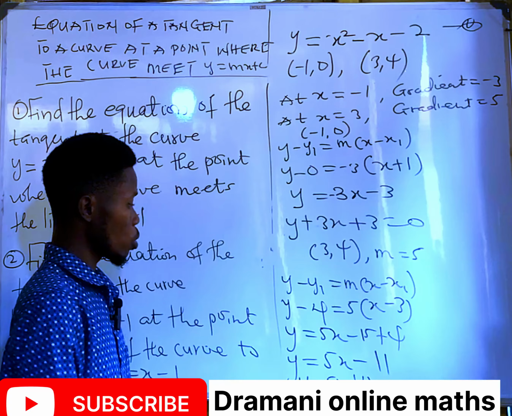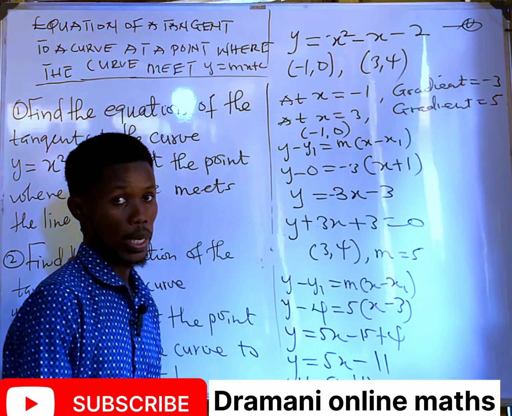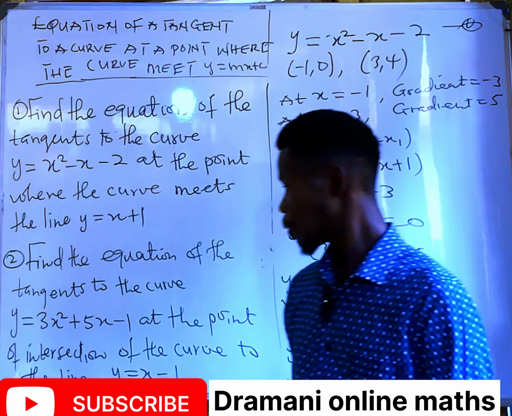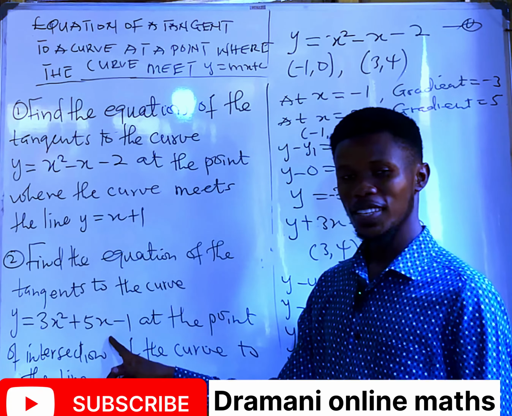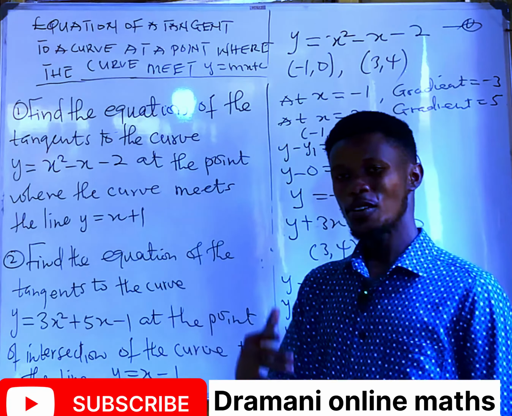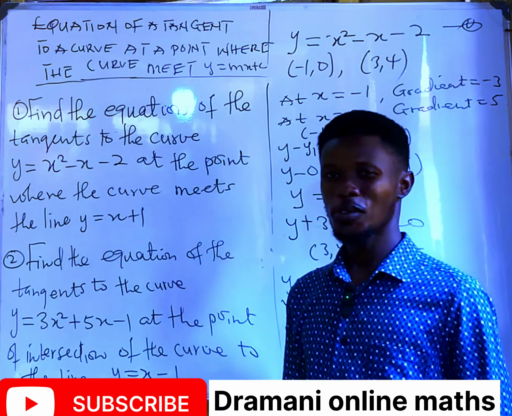So this one alone will give you 2 equations of the tangent. Is that okay? Please try your hands on the second one. You see how the first one is, you need to find a simultaneous equation and go through a lot.